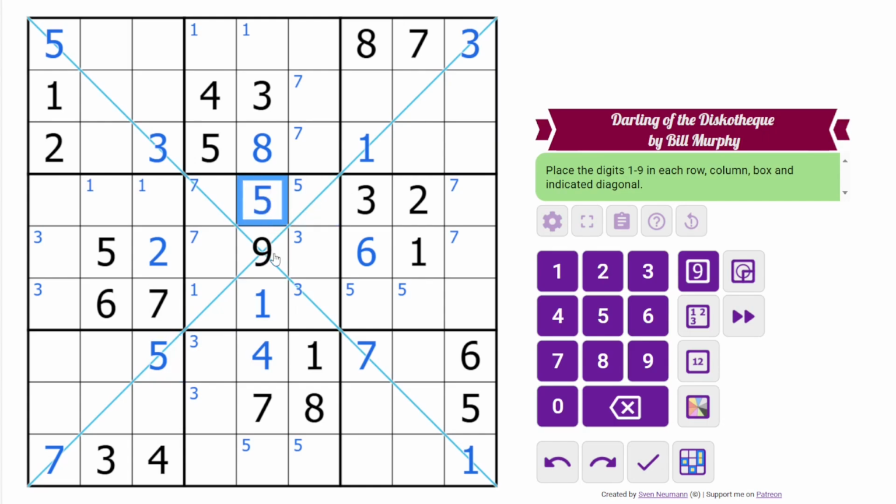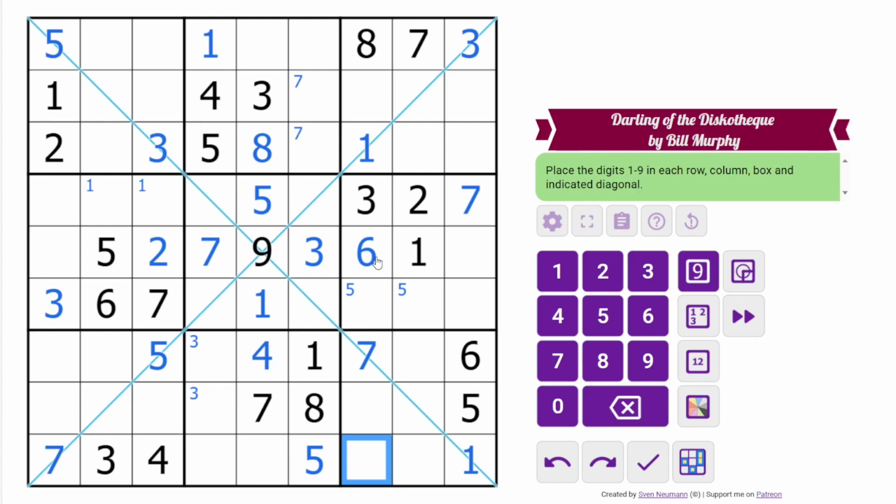This can't be 5, this is 5. This can't be 3, and this can't be 7. And that places all the odd digits in the middle. And now this is going to unwind a little bit here and here. And now we've got a lot more progress.